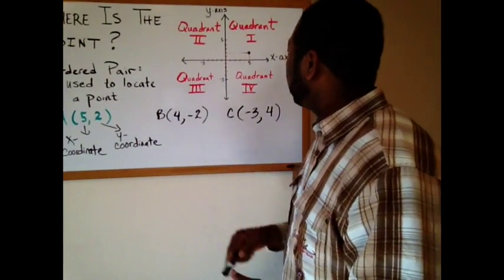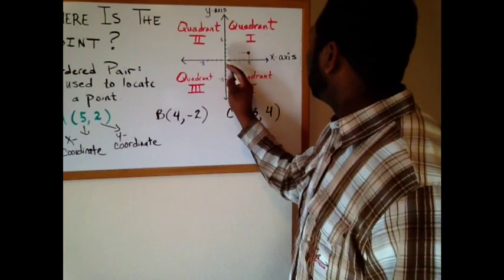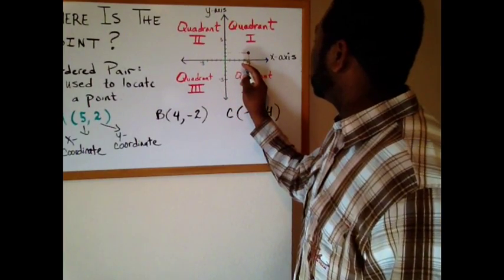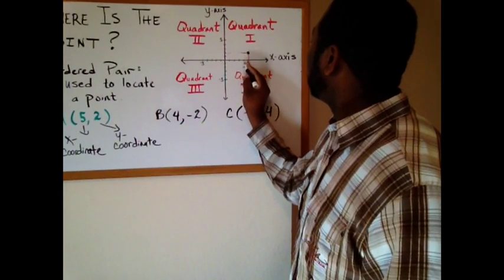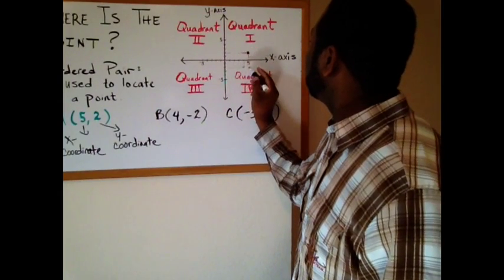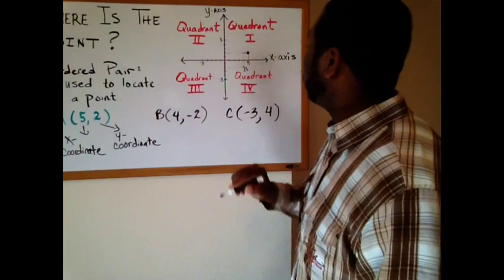Point B, 4, -2. So I'm going to go out 4 on the x-axis, then I'm going to go down 2. So it lines up with the 4, it lines up with -2. That's my point B.